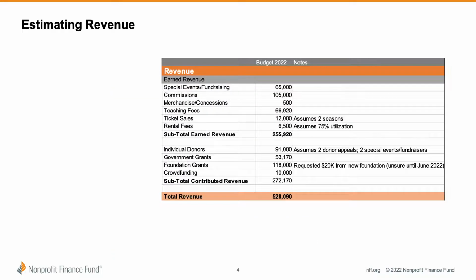Now, on the revenue side, the budget should consider both earned and contributed revenue. Earned revenue is that support that we earn through fee-for-service or other out-of-pocket fees. In this example, you can see that those kind of transaction exchange kind of revenue is earned in the form of teaching fees, ticket sales, and rental fees. But there are also contributed dollars here that include donors and grants from both government and foundations.